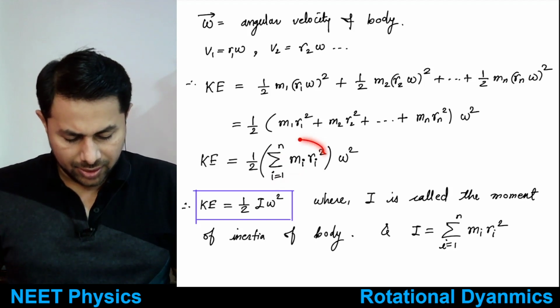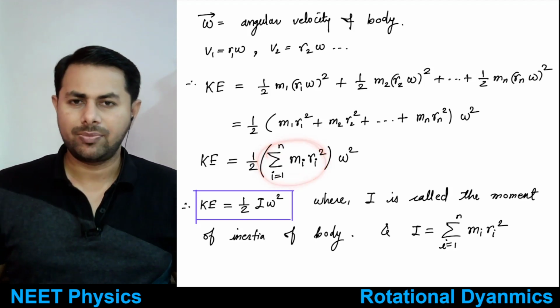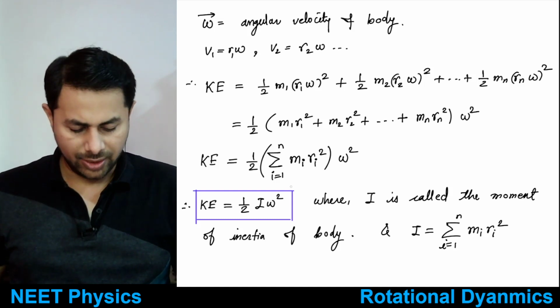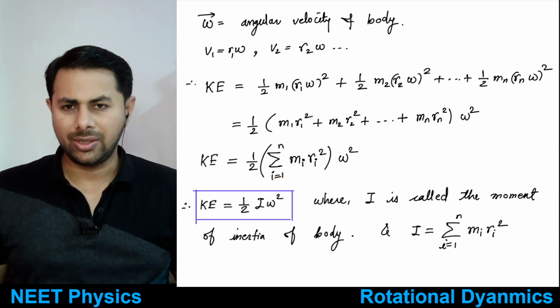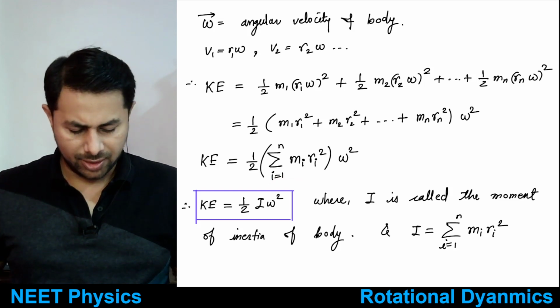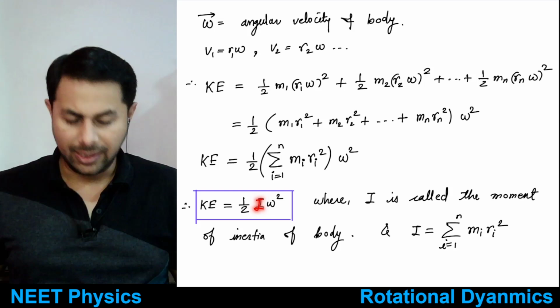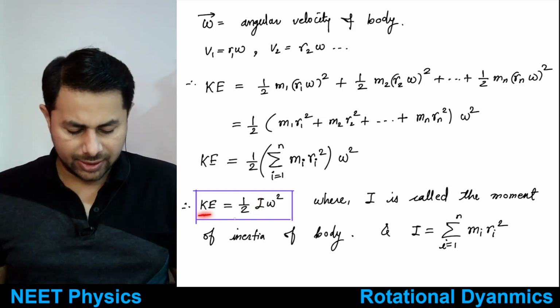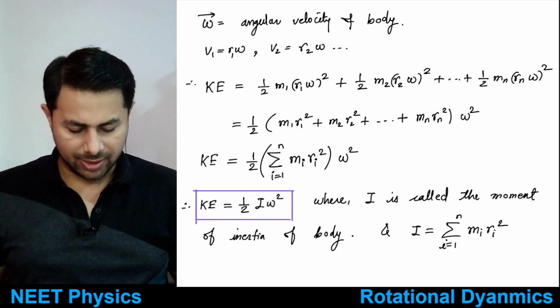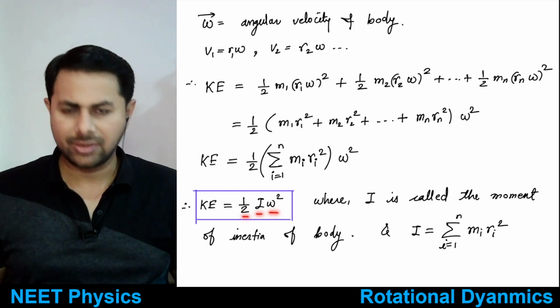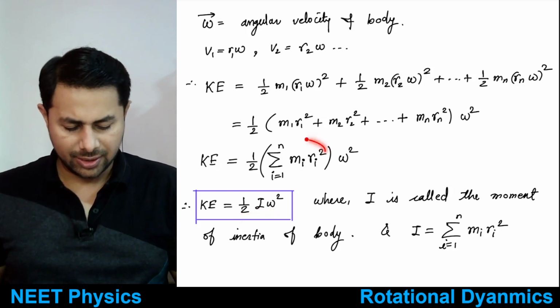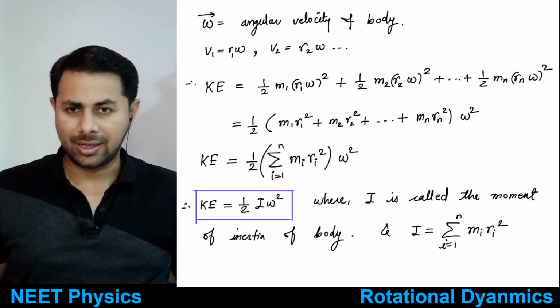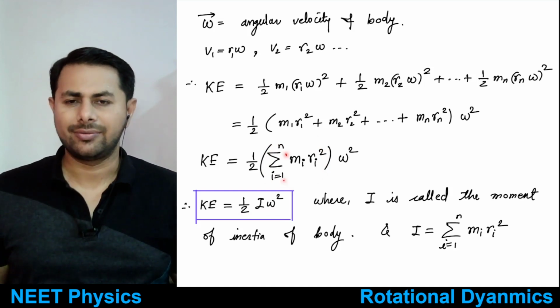So this thing is called the moment of inertia of the body. Okay, this term is known as the moment of inertia of the body, and we denote it by letter I for inertia. Okay, so kinetic energy of a rotating body can be written as what? Half of I omega square. And what is I? It is summation of mi ri square, i goes from 1 to n.